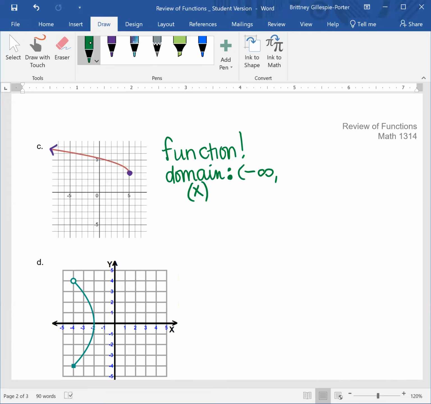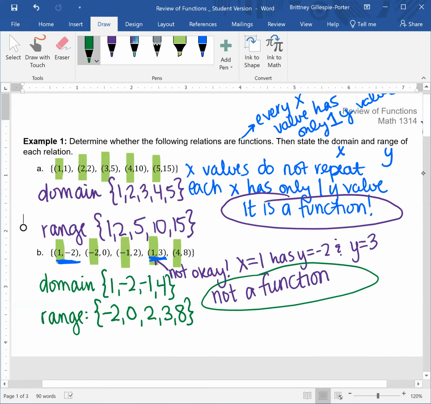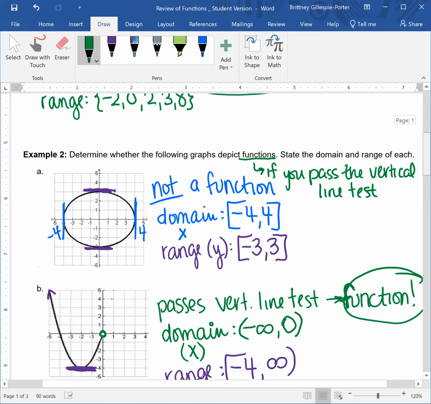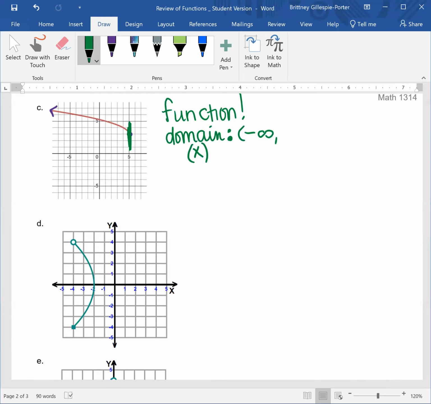And then when we move to the right, trying to find our highest, we stop at x equal to 5. And like I said when we were first looking at the graph, since it has a closed dot, I'm going to have a bracket.